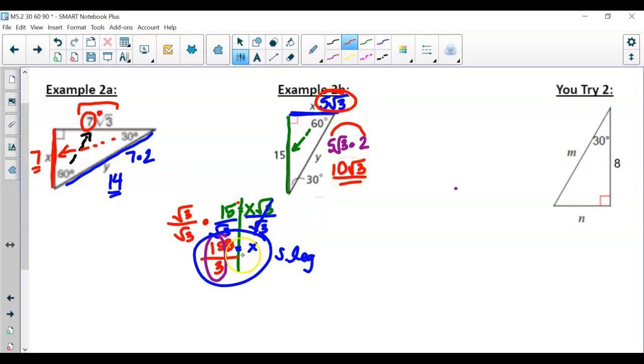So again, going back to, if we need to, rationalizing that fraction here. So go ahead and pause the video now and try the U-try on your own.